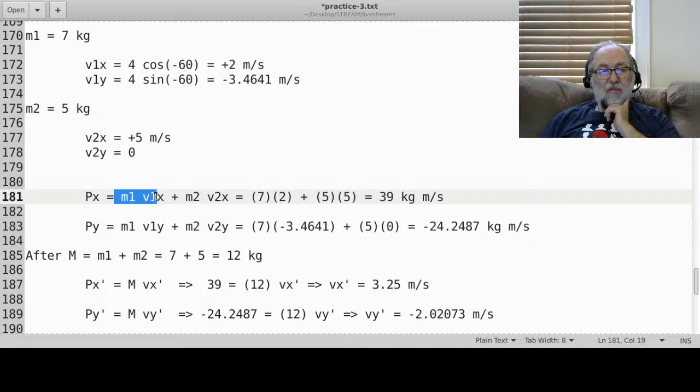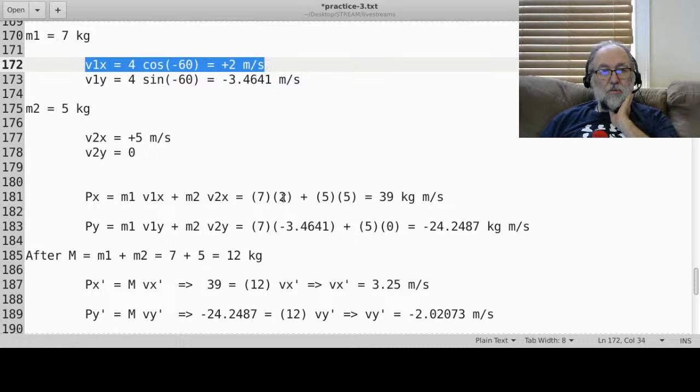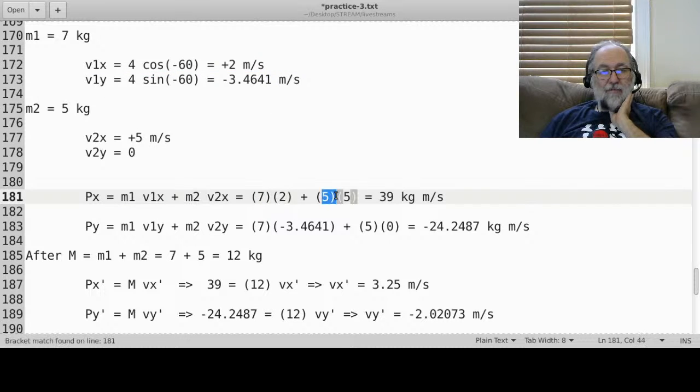px, that's going to be m1 v1x plus m2 v2x. So same expression as above, m1 v1 plus m2 v2, but only the x components. That gives you the x component there. Then it's easy to substitute in. M1 is 7, V1x, we found it up here, V1x is 2, M2 is 5, and V2x is 5. There it is there. Turns out to be 39 kilogram meters per second.